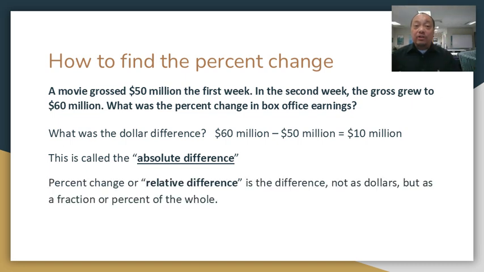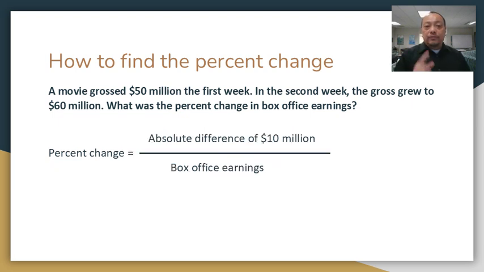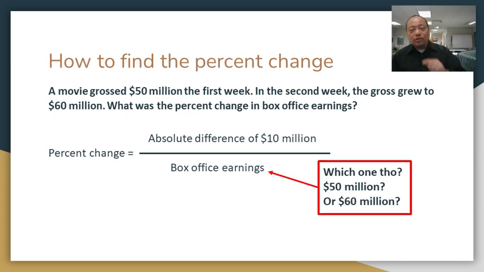Whereas the percent change is also called the relative difference, and it's the difference not as a dollar amount, but as a fraction or percent of the whole. Therefore, the percent change should be equal to the absolute difference divided by the whole, divided by the box office earnings, right? Makes sense. Big question. Which box office earnings, though? Are we dividing by the 50 million or by the 60 million?